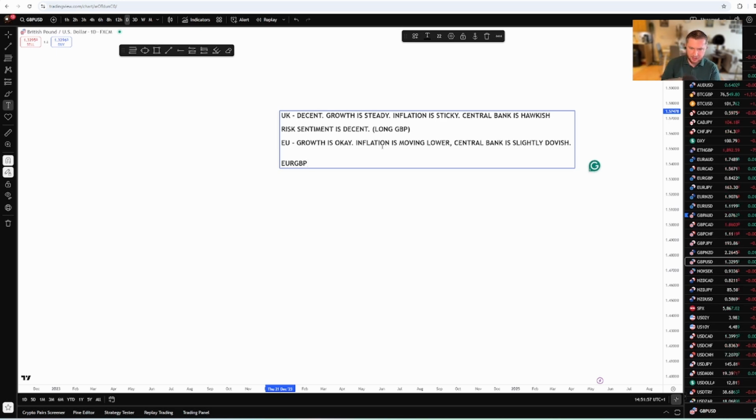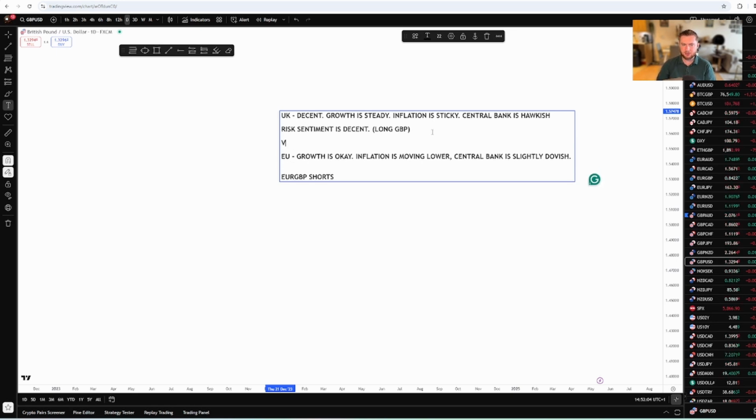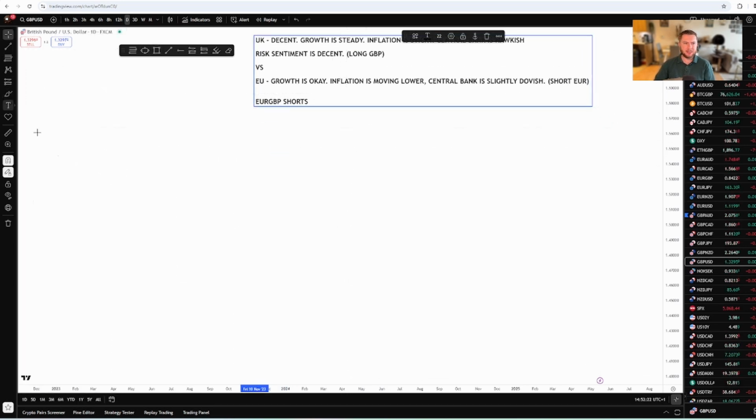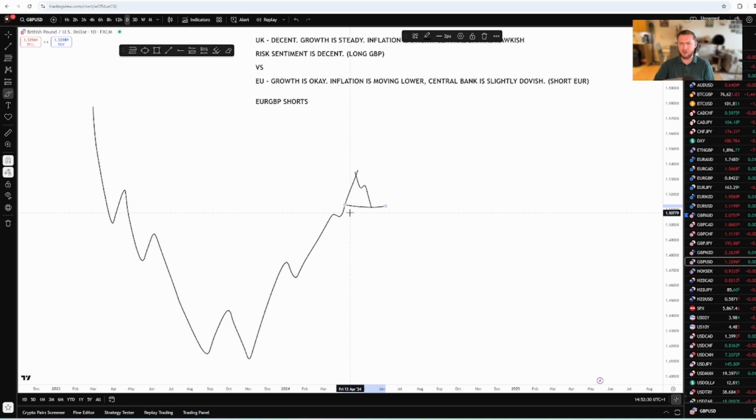You'd be Euro GBP shorts, because all you're doing is that versus that. So you know UK is, you want to be long, slightly dovish. Let's say you want to be short euro. So if you're trading Euro GBP, you'd rather be just selling Euro GBP. What does that then entail? Well, let's say we've done this, and now we're up this. Do you now want to be doing demand candles for Euro GBP? No, you do not want to be doing that.